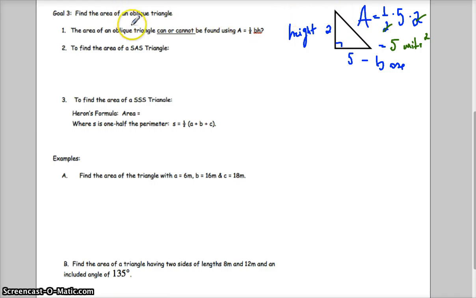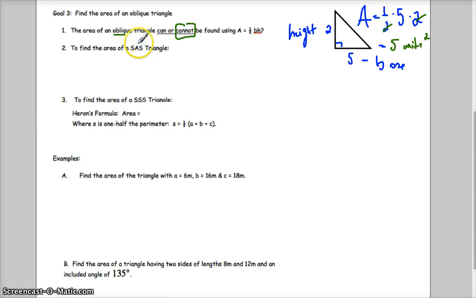So try to answer this question. The area of an oblique triangle can or cannot be found using area equals 1/2 base times height. Well, I hope that you said cannot. If you recall from our previous discussion, oblique triangles are triangles that do not contain right angles. So we have two methods with which to find the area of oblique triangles without having to do any fancy geometry tricks and solve for missing parts.